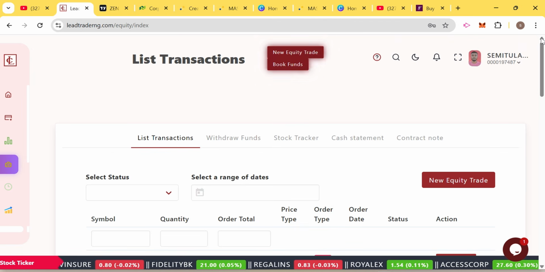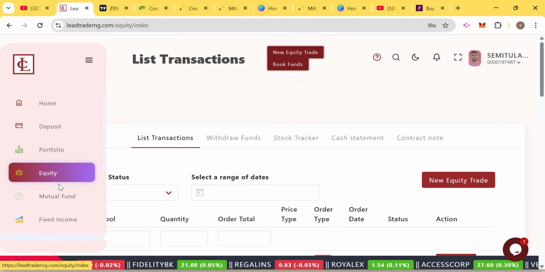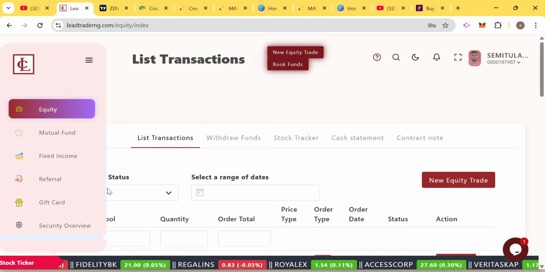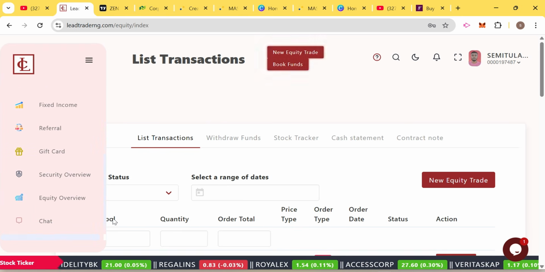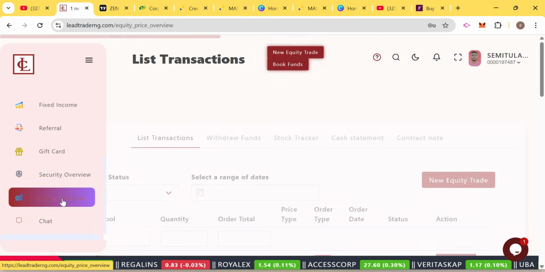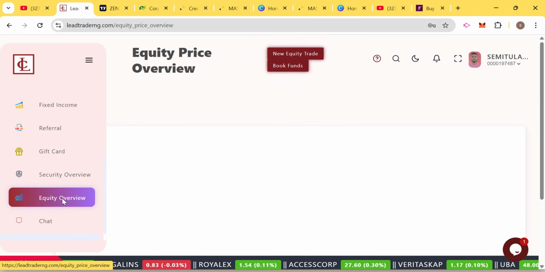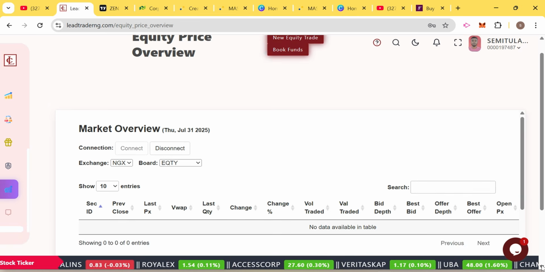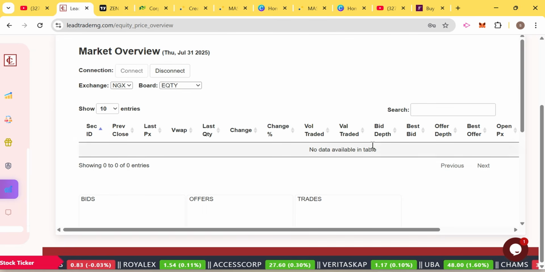And another thing I want to show you, for those of you who are buying blindly, you are not looking at the price, you're not seeing data, please stop that. All you need to do is come here and come to equity overview. We won't be able to see the equity overview because the market has closed, but it will show you some patterns that you need to know. So this is where you see trade, this is where you see bid, everything changing. This is how it is.